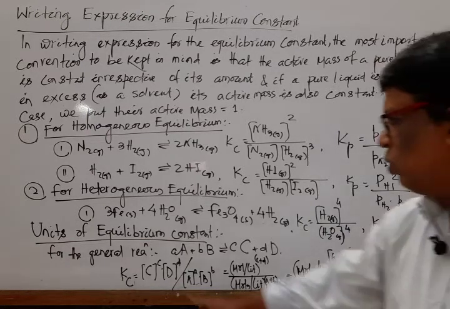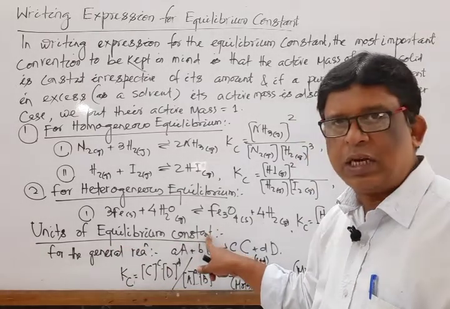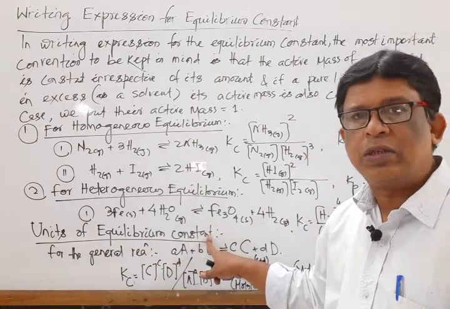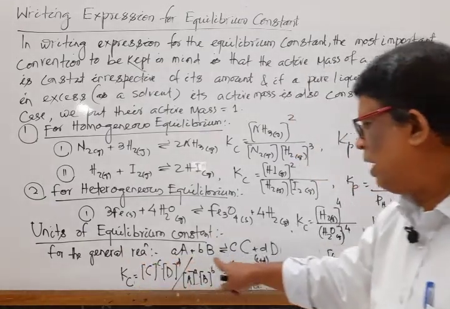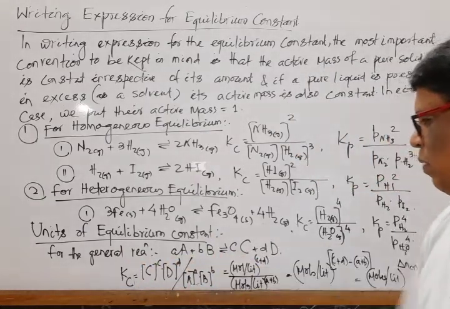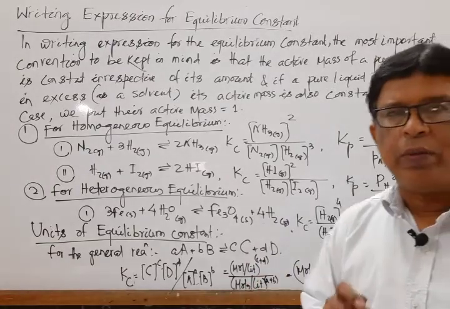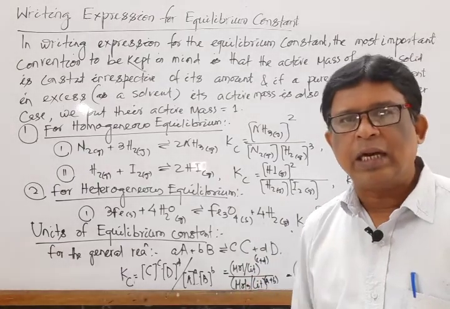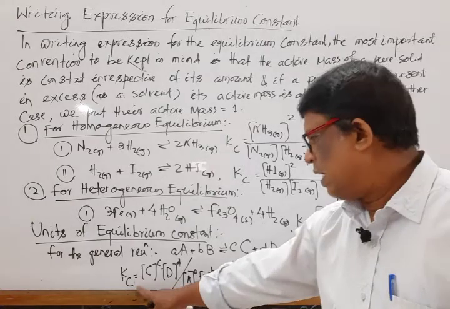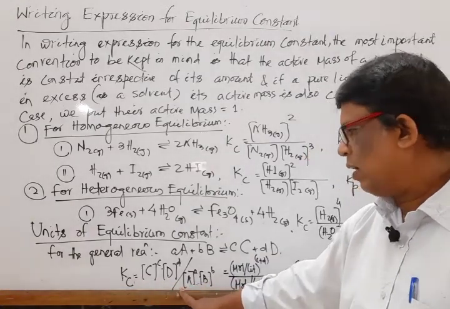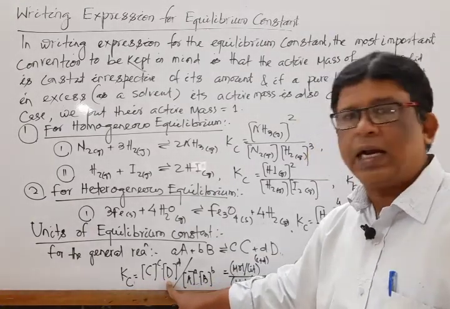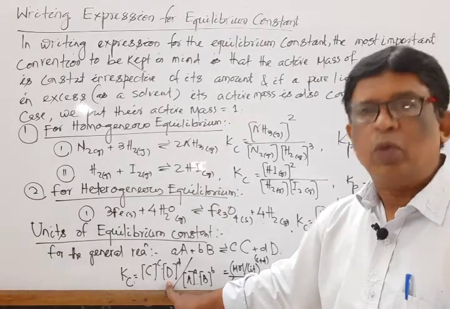Okay. Next we go through writing the equilibrium constant. How will we represent the equilibrium constant? Let us consider a hypothetical reversible reaction aA plus bB gives rise to cC and dD. Here small letters are the coefficients and capital letters are the reactants and products. Then Kc is represented in this way, and the square brackets indicate the molar concentration.